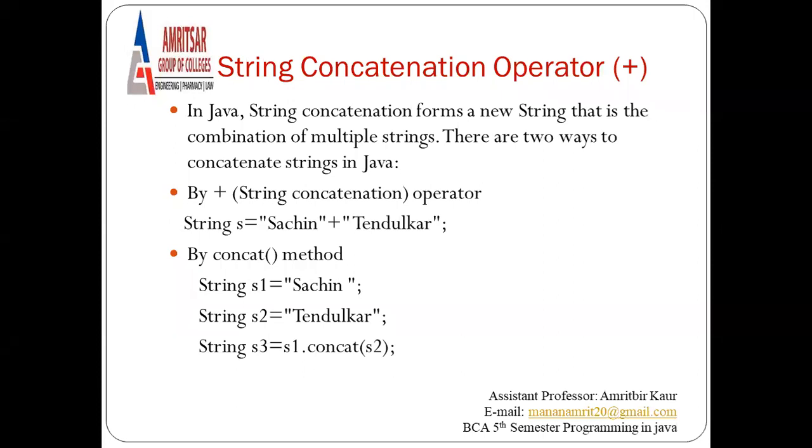With the concat method, we have two different strings, s1 and s2, s1 containing Sachin and s2 containing Tanduklar. Now we want to concatenate these strings and store the result in s3. So now we write s1 dot, then our method concat, passing the string s2 as a parameter. So we can use the plus symbol and the concat method.